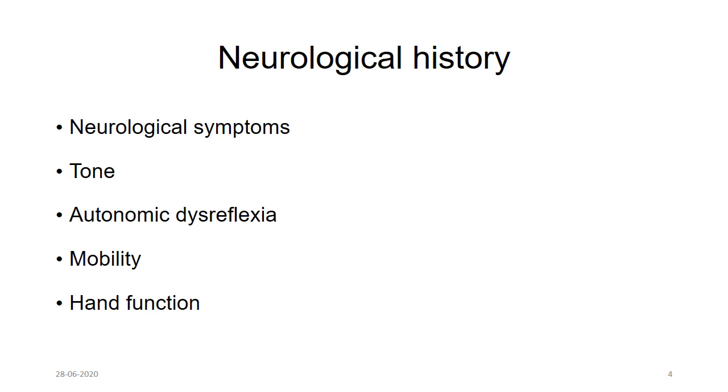We should also inquire about the mobility level of the patient and the level of dependence on others for performing activities of daily living. In patients with tetraplegia, where there is poor hand dexterity, we should inquire about the hand function level. This is very important to assess whether the patient can do intermittent catheterization or not.